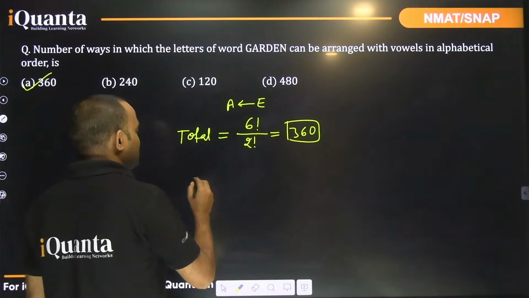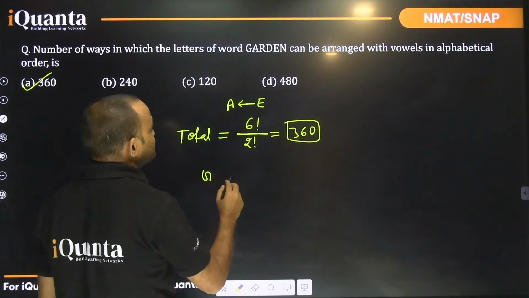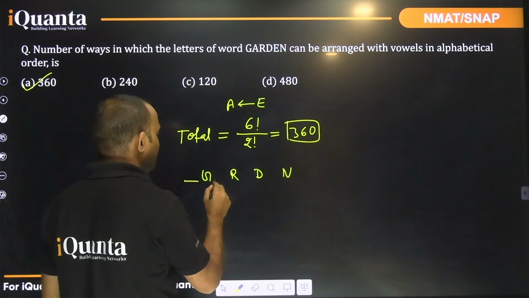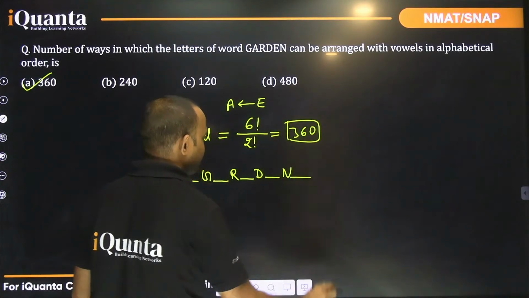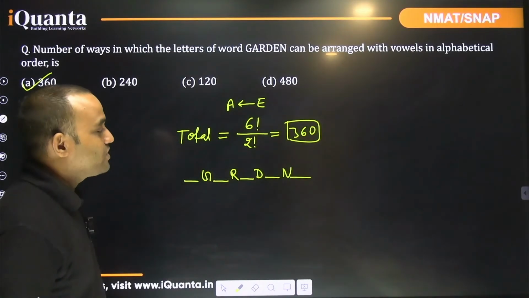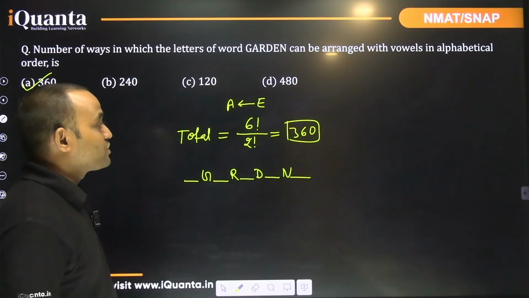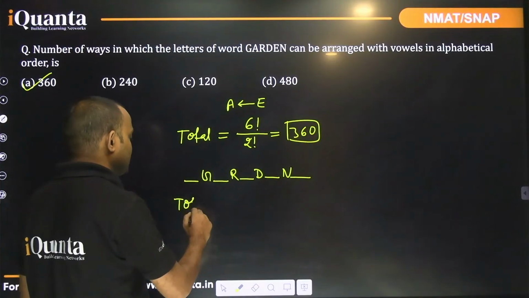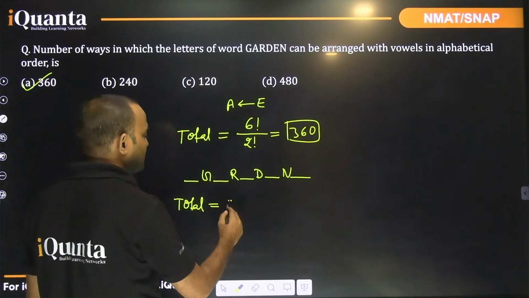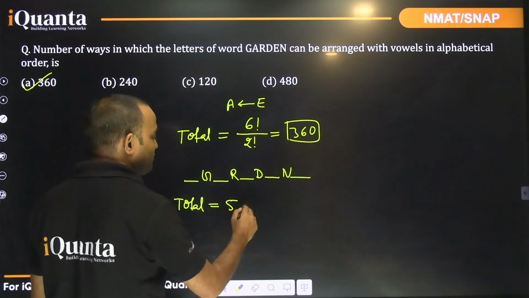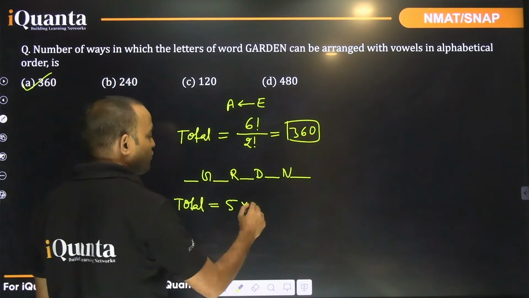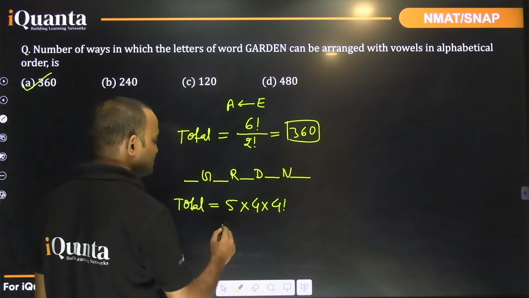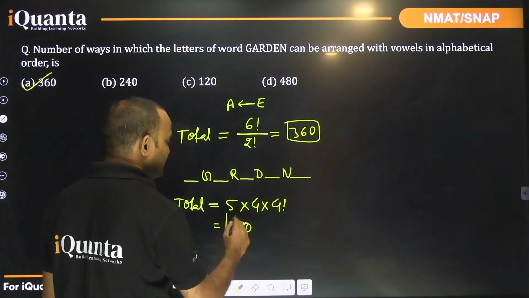Write down all the consonants first: G, R, D and N. Now I can put these vowels in any of these 5 places. So what will be the total cases? First vowel can be put in 5 ways, second vowel can be put in 4 ways, and then these 4 consonants can be arranged in themselves in 4 factorial ways, which is equal to 480.